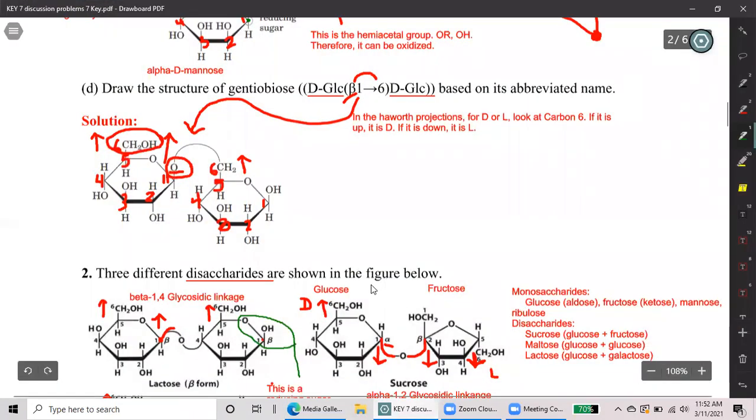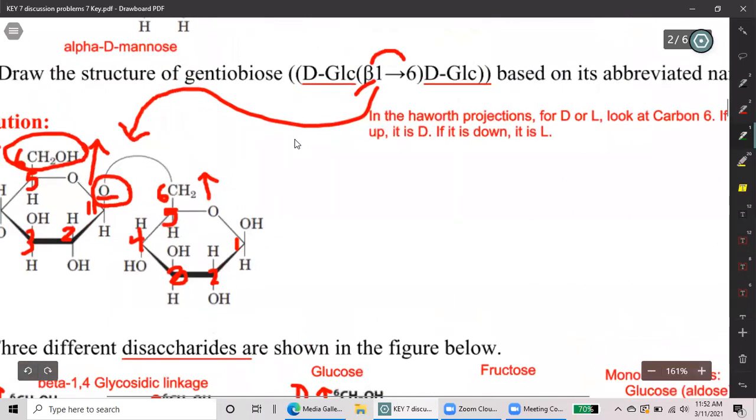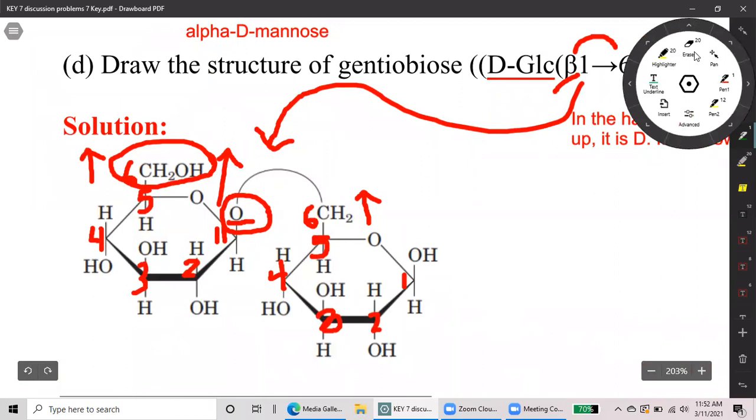We'll keep going. Draw the structure of gentiobiose. So it's D-glucose, beta-1,6, D-glucose, okay? So I'm going to do the same thing. I'm going to erase this. Okay, I'll just leave the numbers there.